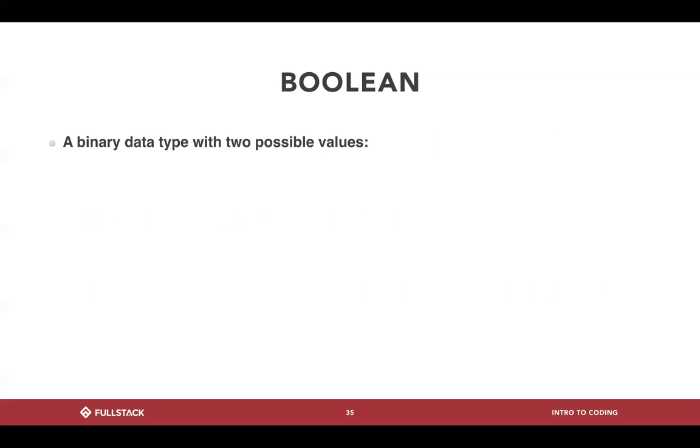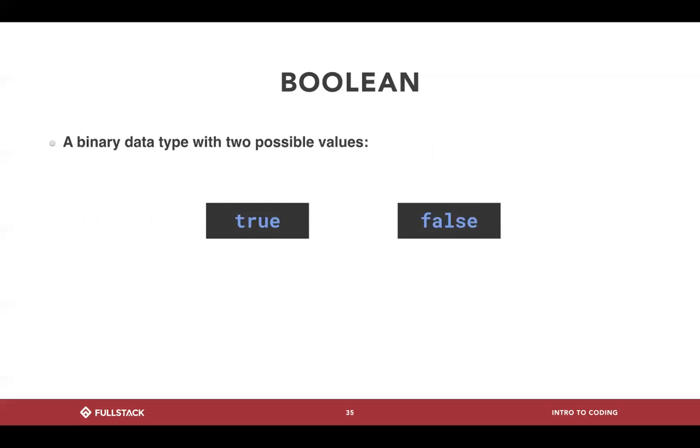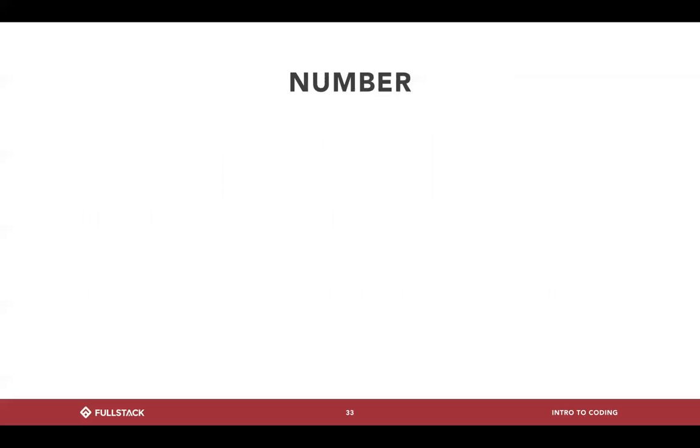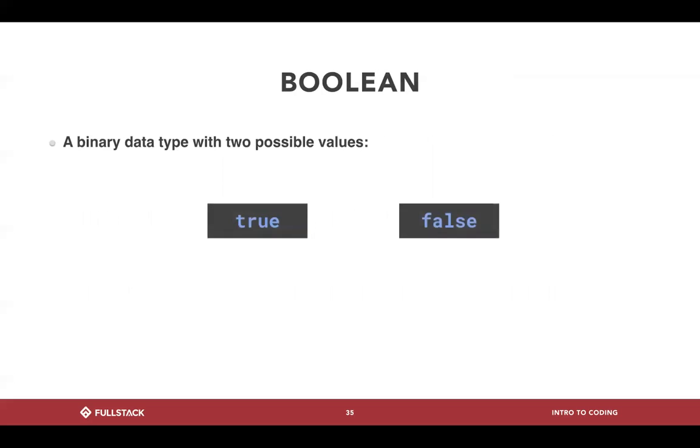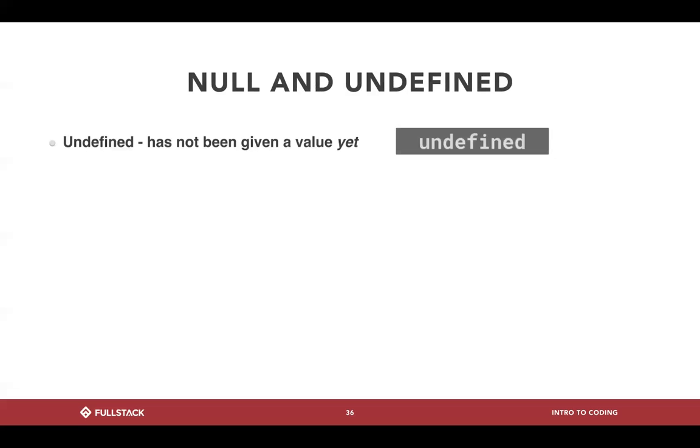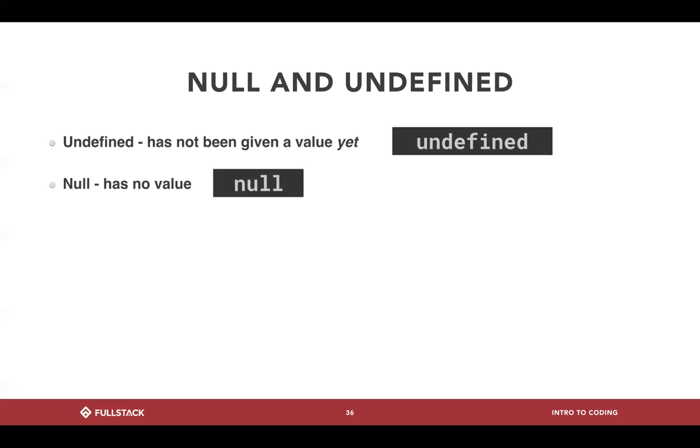Booleans, binary data types with 2 possible values, so it can be either true or false. Yeah, a Boolean is either true or it is false. It's one or the other. Null and undefined. Undefined has not been given a value yet, and null specifically has no value. We won't get into too much of that now, but just be careful not to confuse the two of these. They are different.